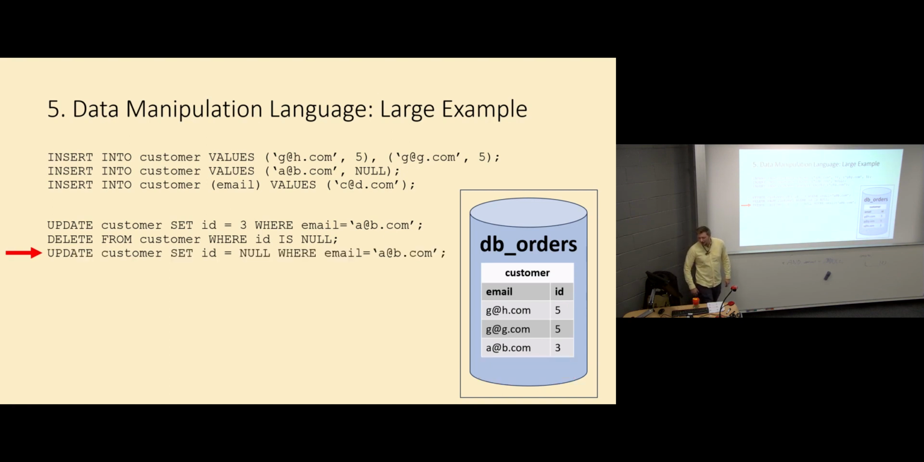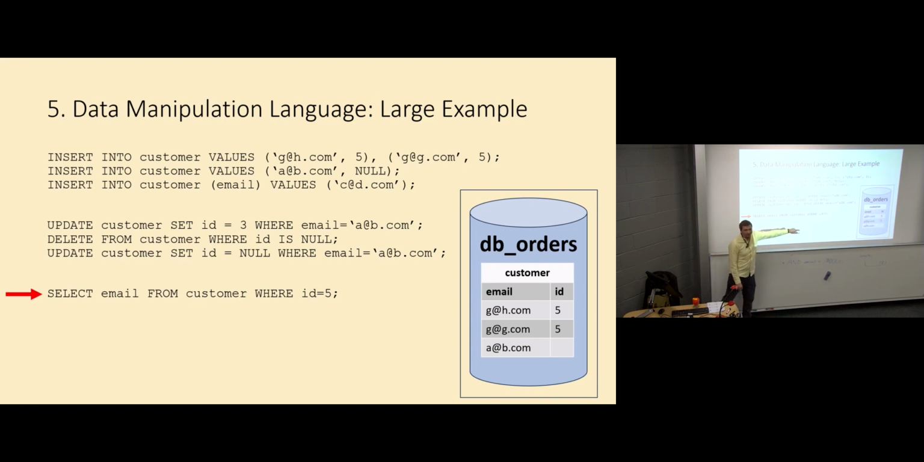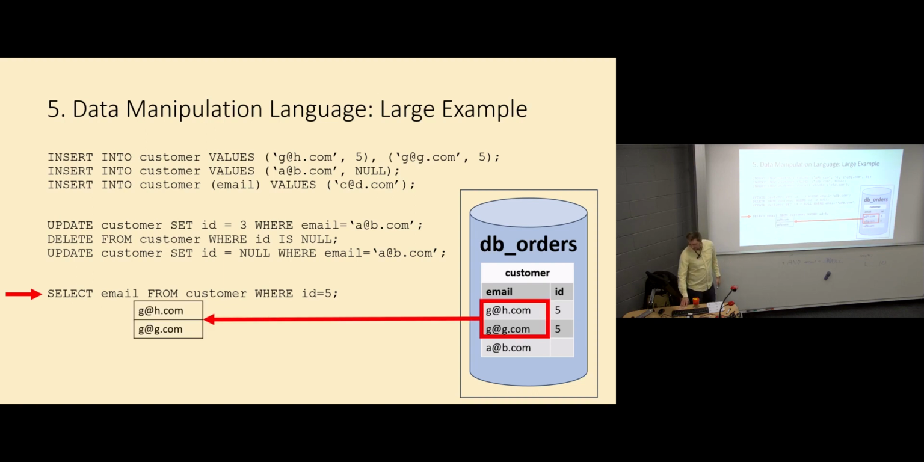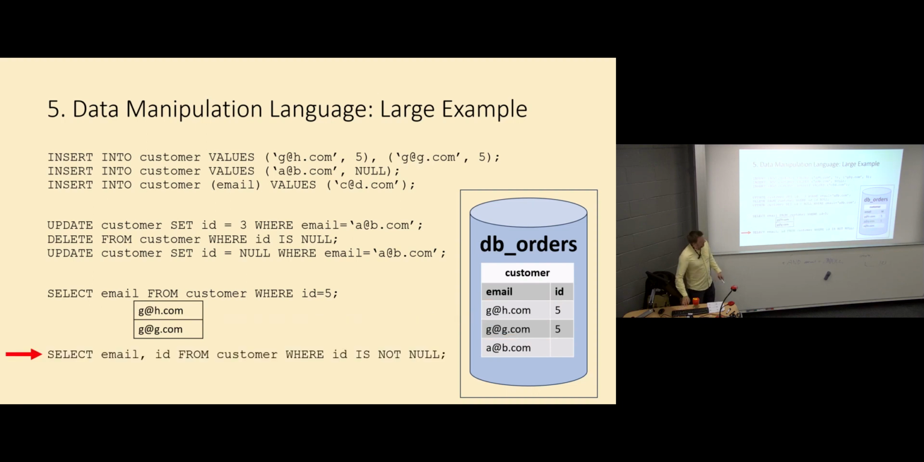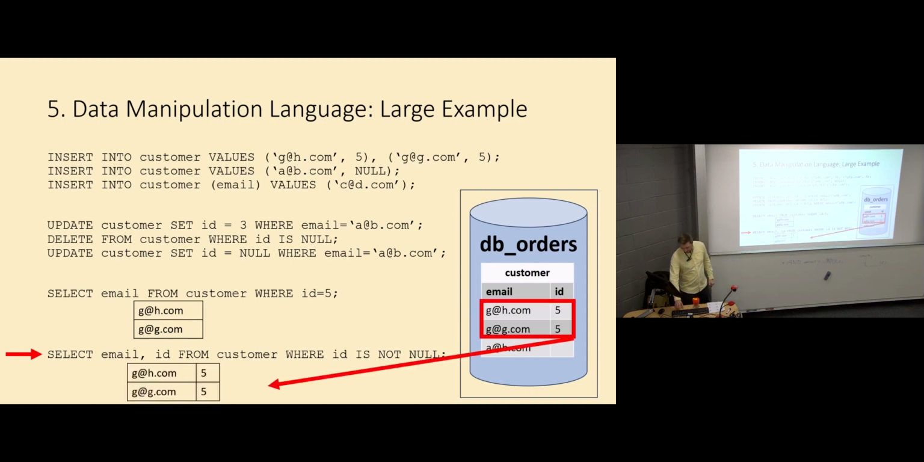Update customer, set ID equal to null, where email equals a@b.com. At the back over there, what's happening? Yeah, good. So the 3 is going to disappear. We can select email from customer, where the ID is equal to 5. What are we expecting to be returned? The first email, yeah? Nothing else, just the email. Or first 2, actually, because they're both ID 5. Yeah, sorry, I misspoke. How about select email, comma, ID from customer, where ID is not null? First 2 again. But this time, we've also got our ID column. Any questions on this? No?